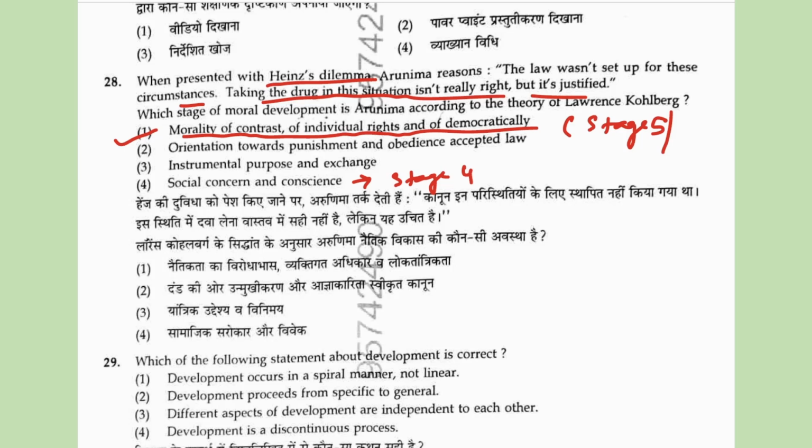So when you're talking about individual rights, I'm going to go with one, because they've not named it properly. Orientation towards punishment and obedience is stage one, so this is definitely not true. And instrumental purpose and exchange is stage two. This is also not true. So I'm going to go with morality of contract, of individual rights and of democratically accepted law. I don't know what that means.